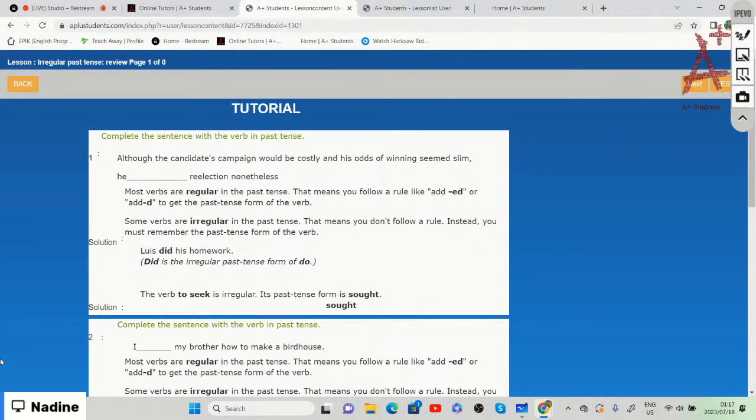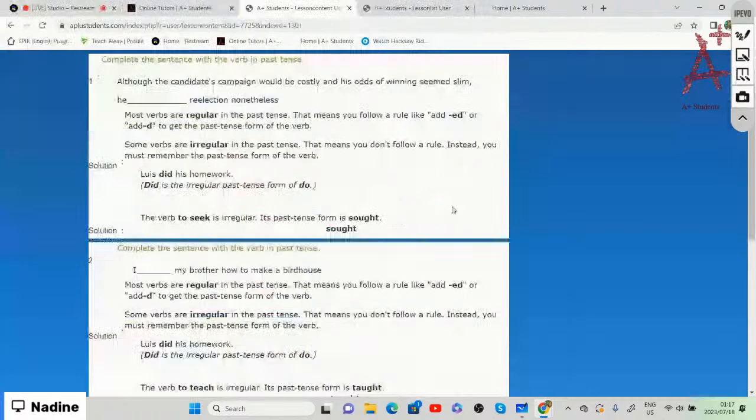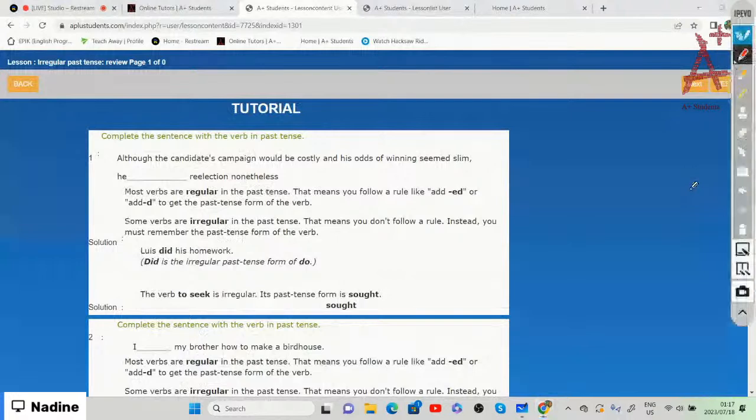So we need to choose the correct word by completing the sentence. So we can say that he sought. We are going to add the word sought. Sought is the past of to seek, right? So sought is the past of to seek.